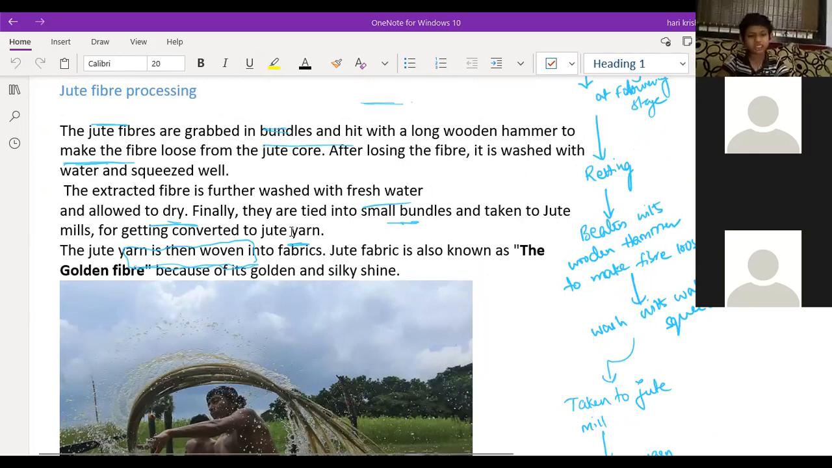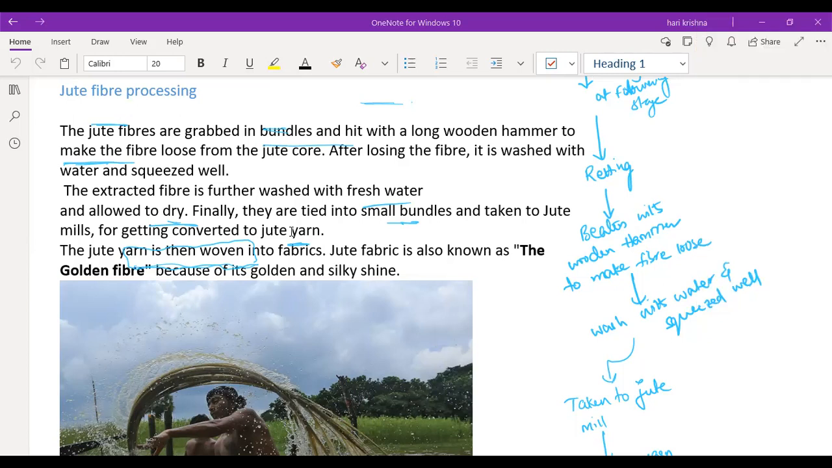Sir, jute is silky? Not silky. It has a shiny surface like silk. Just as silk has a shiny surface, similar to that it will have a shiny surface. That is only what they are mentioning, but it's not silky in nature. Just now I said the golden fiber. Okay, sir, it is brown... sorry, it is a pale yellow color.